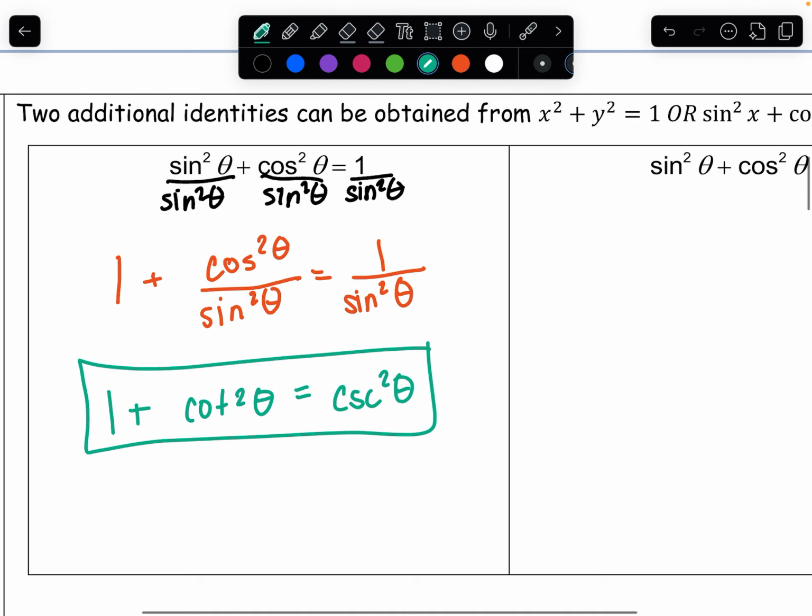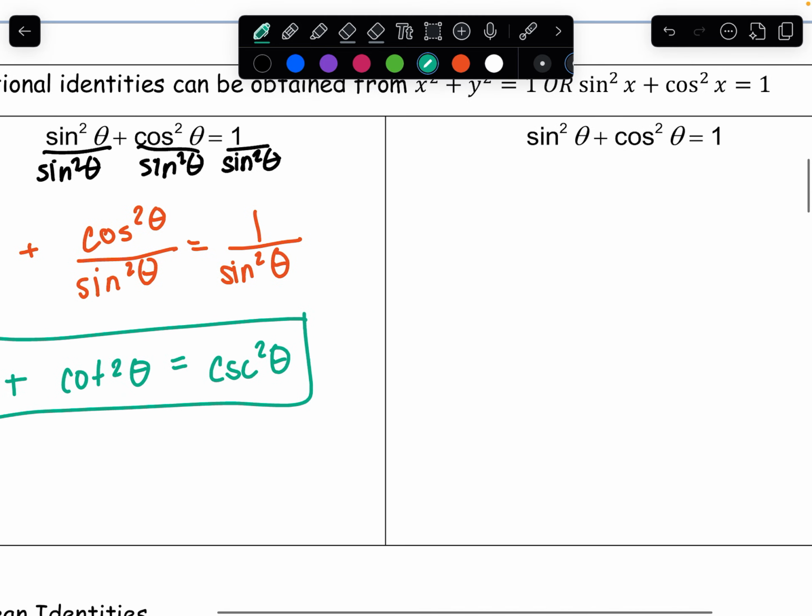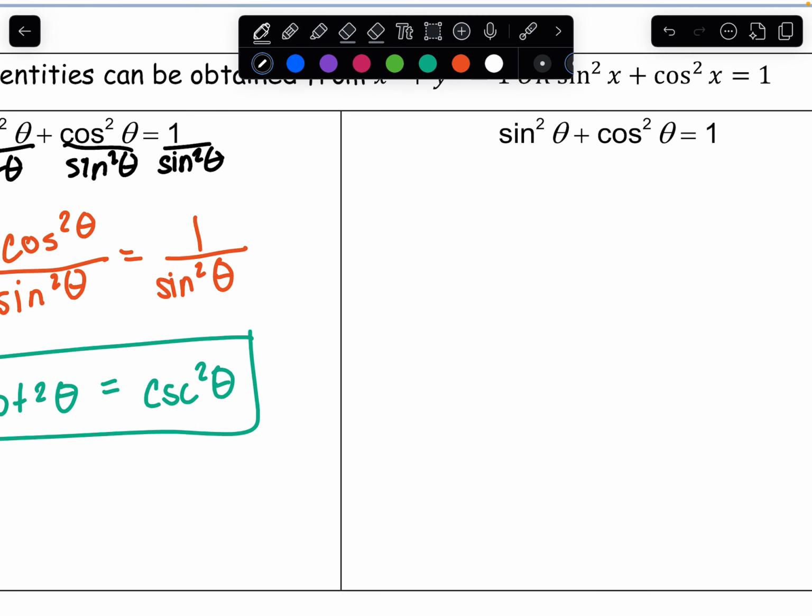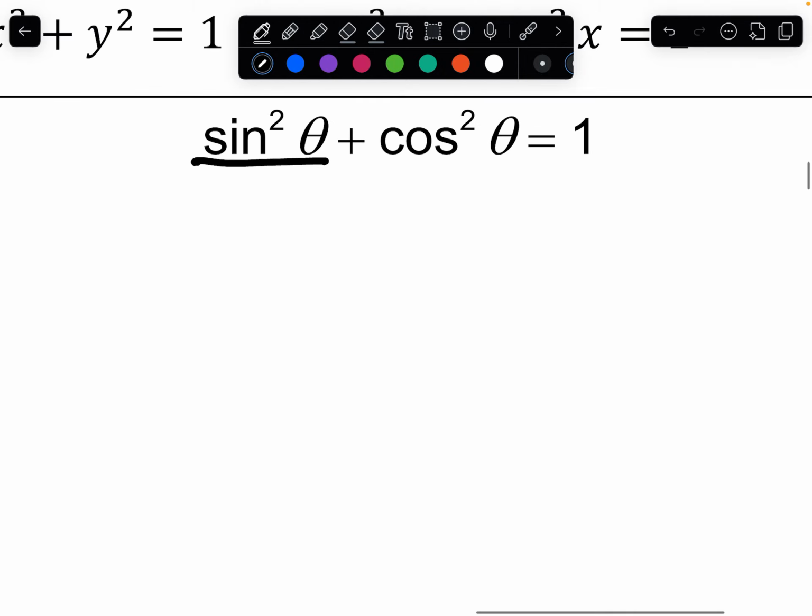Okay, so we divided everything by sine. Let's now take the same exact Pythagorean identity and instead divide by cosine squared theta.